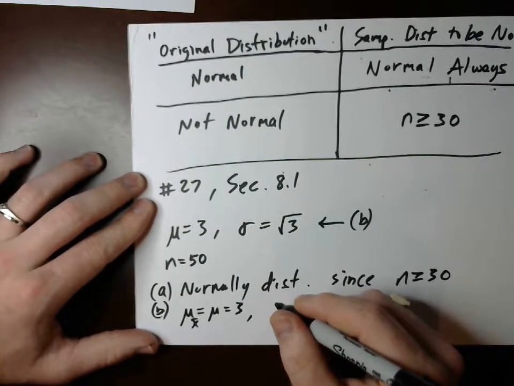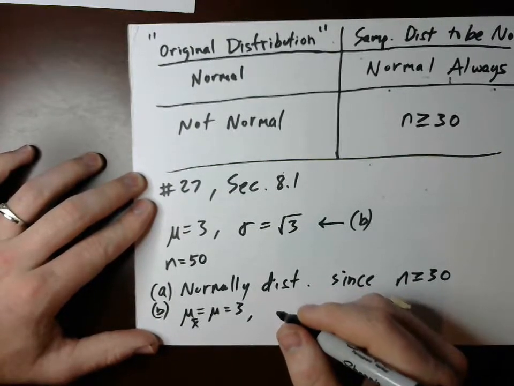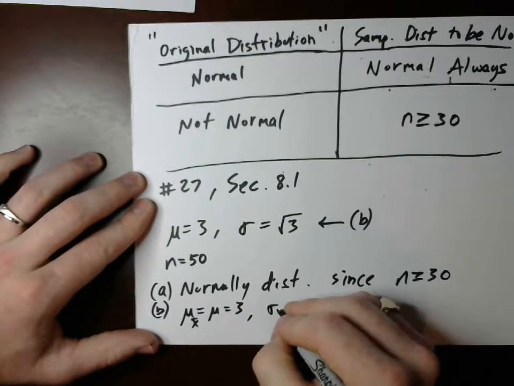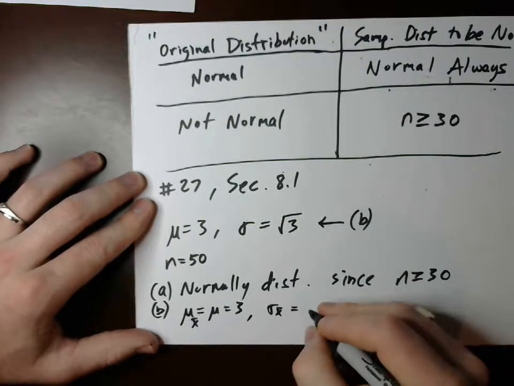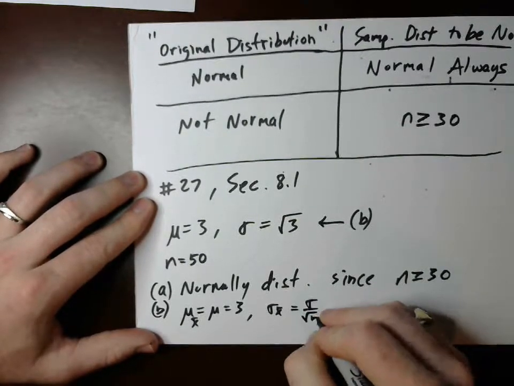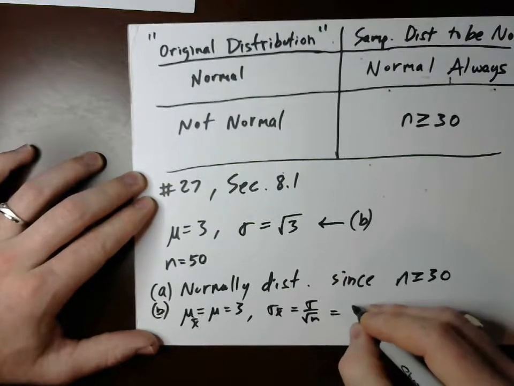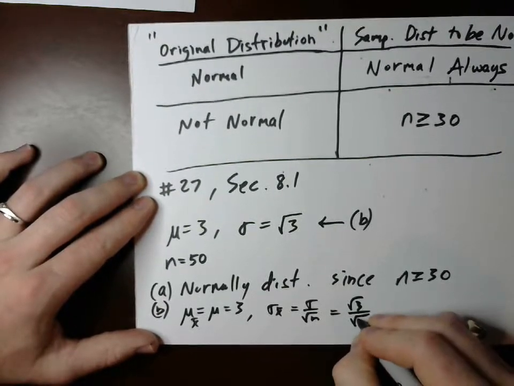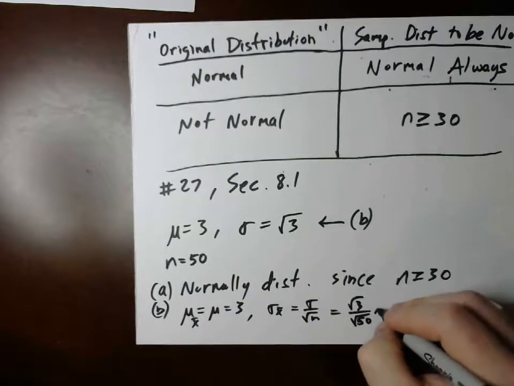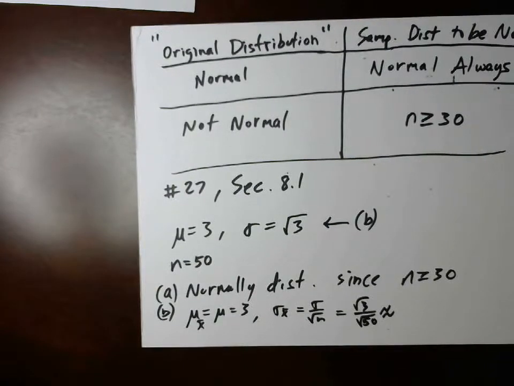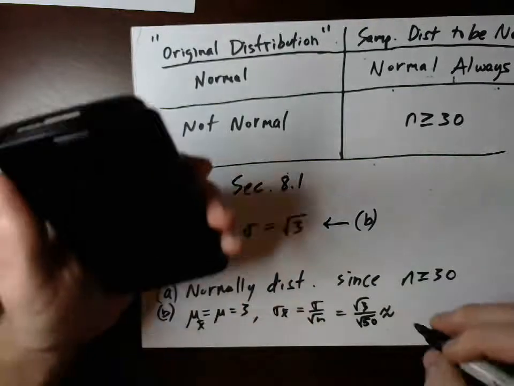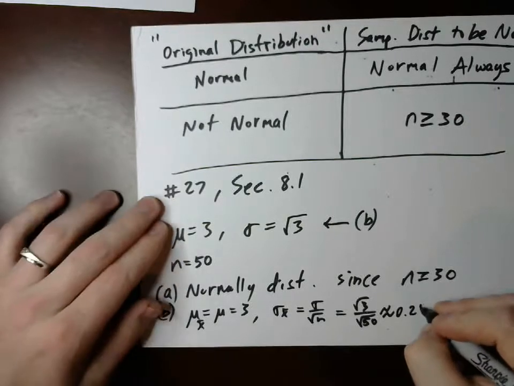And we know that sigma of X bar is equal to sigma over the square root of n, which is equivalent to square root of 3 over the square root of 50, which is approximately equal to, let's calculate that really quickly, 0.245, approximately 0.245.